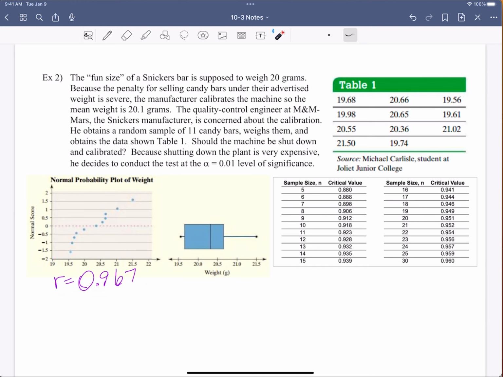Now, one way to determine if this is correlated, we come over here. There's a critical value chart. We have 11 as our sample size. So we're looking at sample size 11, and I get this critical value, and we're making that comparison. Here it is, 0.923. If our correlation is bigger than the critical value, then this indicates a normal plot.